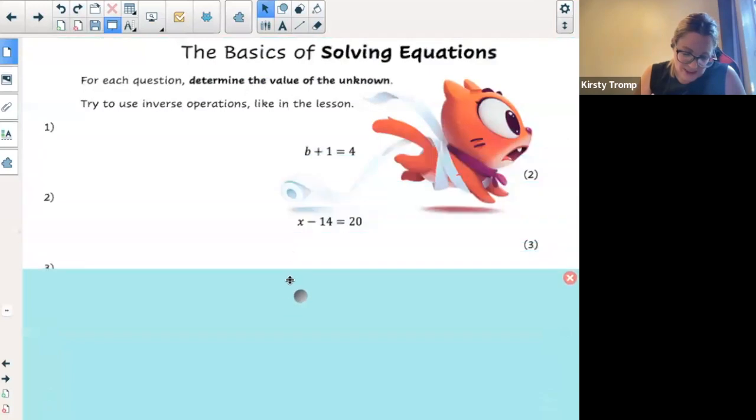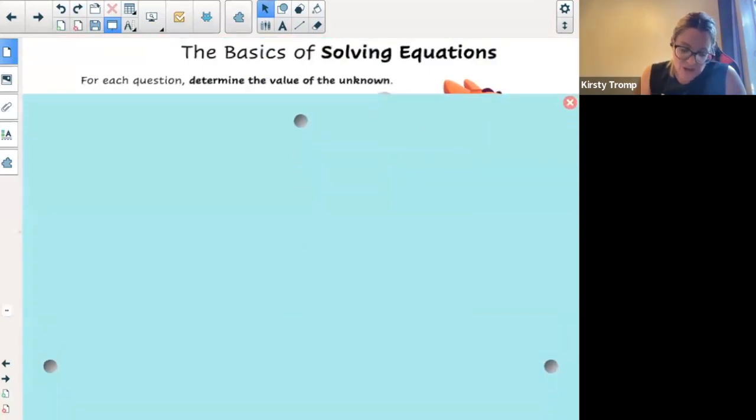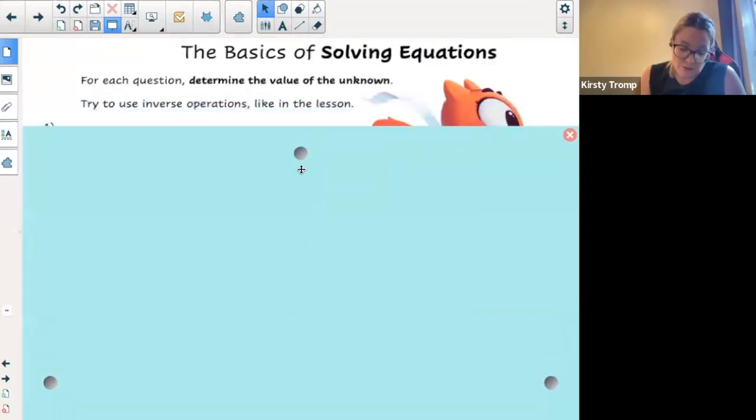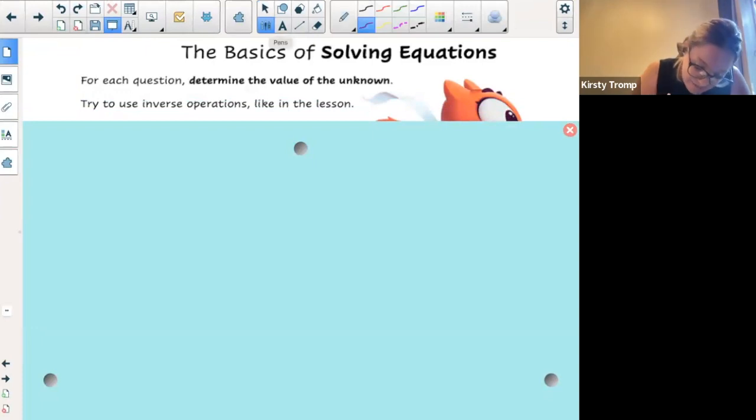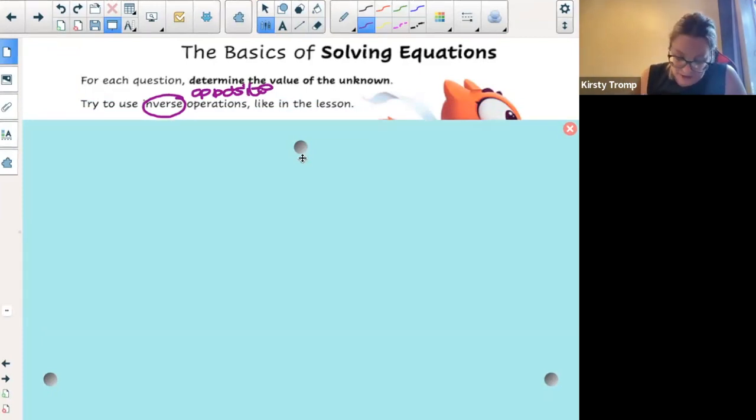Our next worksheet says, for each equation, we're going to determine the value of the unknown. Try use inverse operations like in the lesson. Now, what does inverse mean? Inverse means the opposite. So what we've been doing on our worksheet before, on that extra worksheet, now we're going to practice doing that.